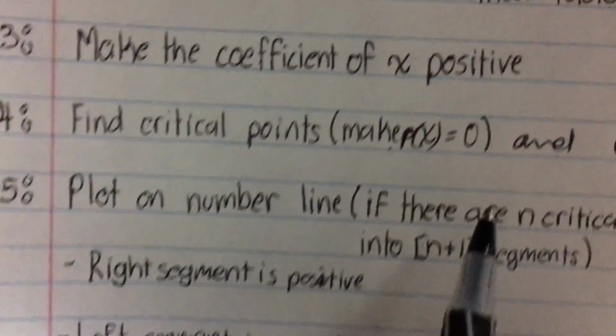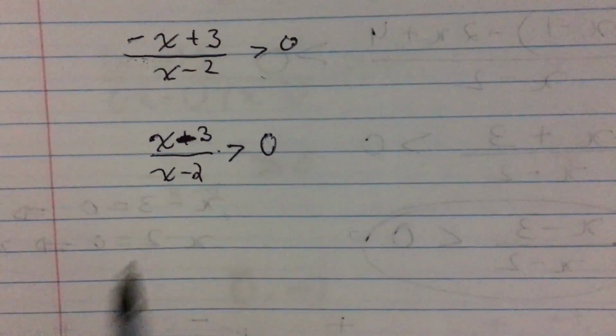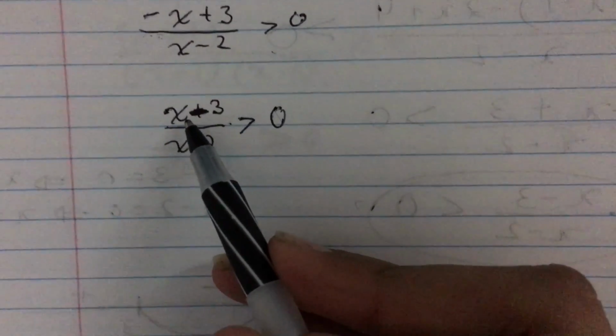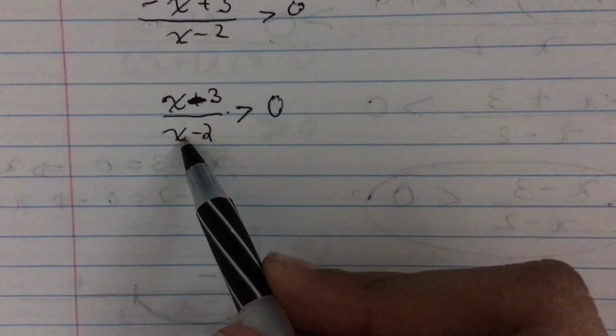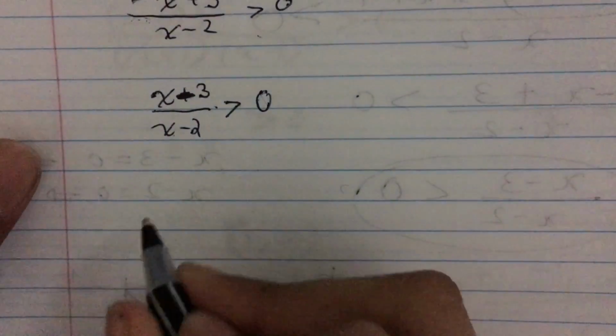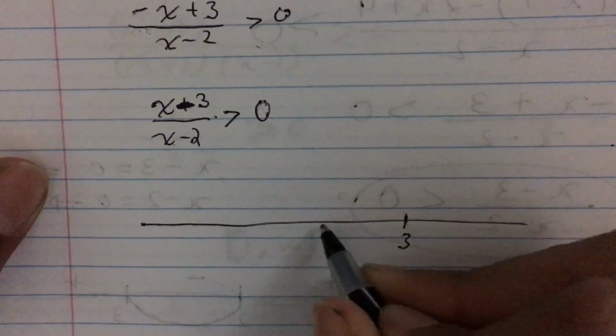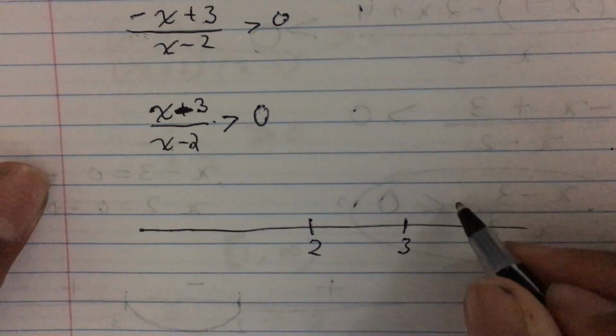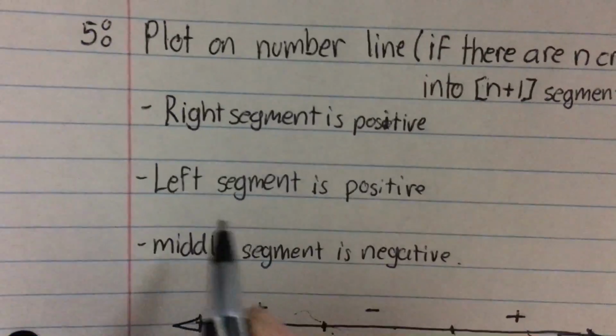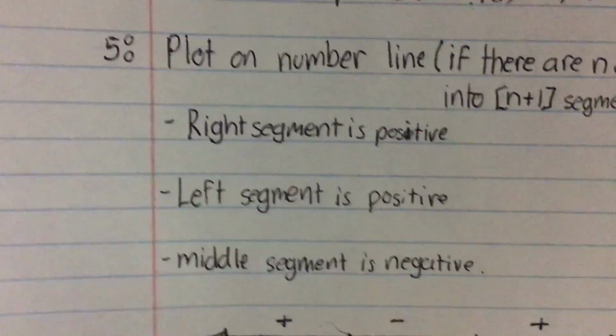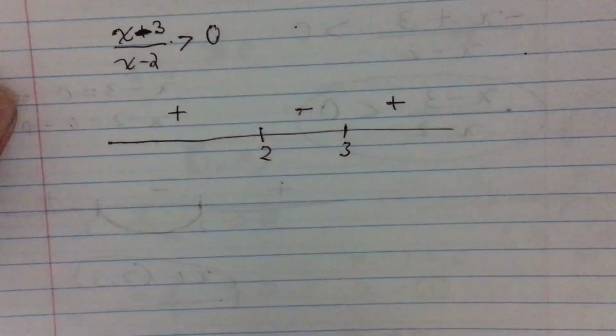So now we want to find the critical points, because that is our next step. We have to find out what will make this whole inequality 0. I can see that it can be made 0 by putting 3 in as x and also putting 2 in. So if I were to draw a number line here, I can plot 3 and 2, and as it says here, the right segment is positive, the left segment is positive, and the middle segment is negative. So this is the middle segment, and the other two segments are positive.